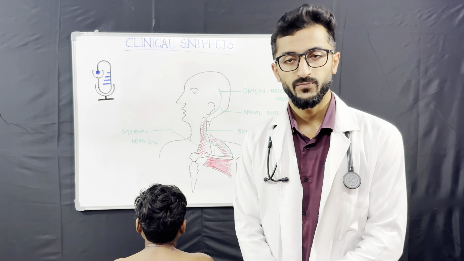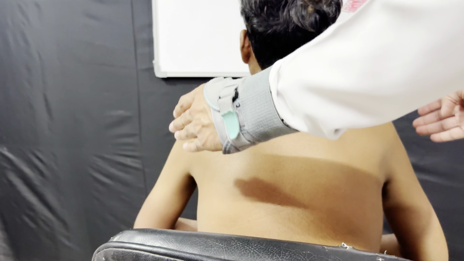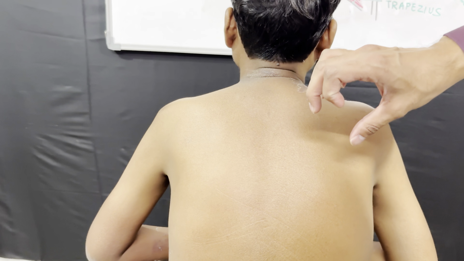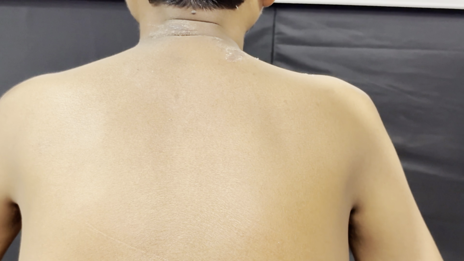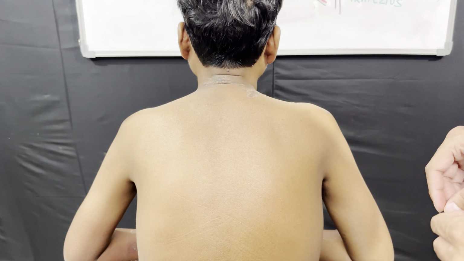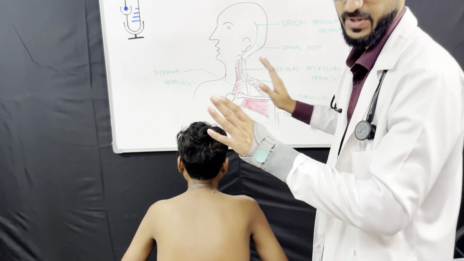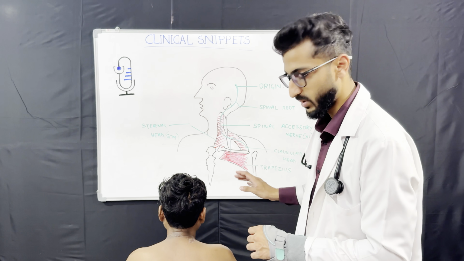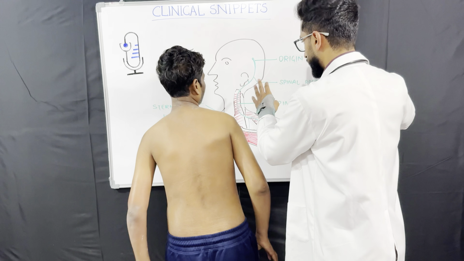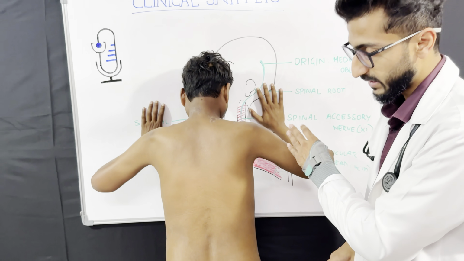First, the inspection. We'll look for the trapezius contour, the shoulder blades. Then we'll look for the scapula, whether winging of the scapula is present or not. Then we'll check for the motor functions of the trapezius. We'll ask the patient to apply a firm pressure against the wall.